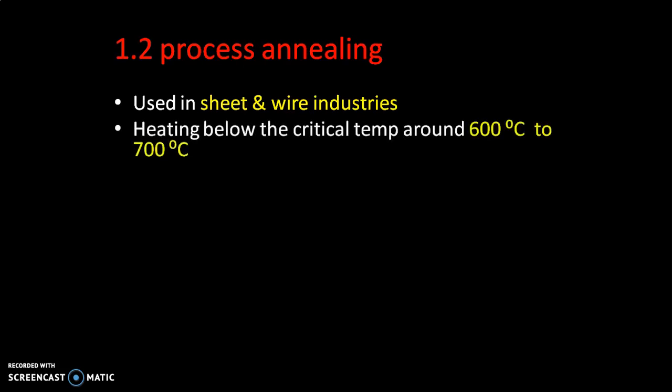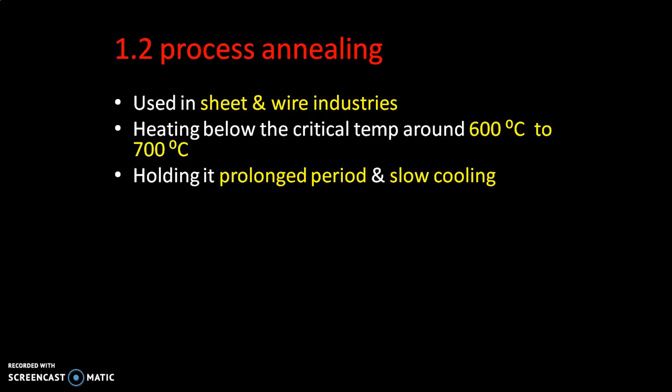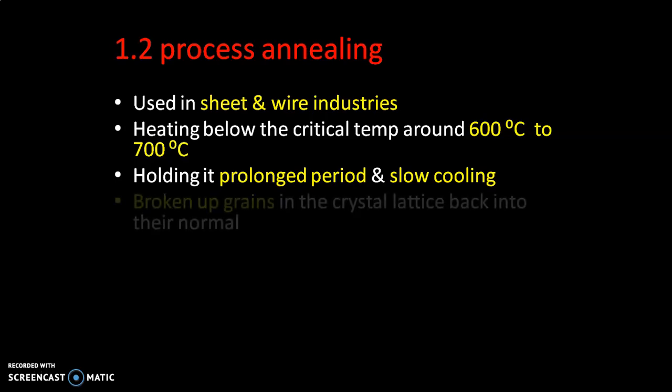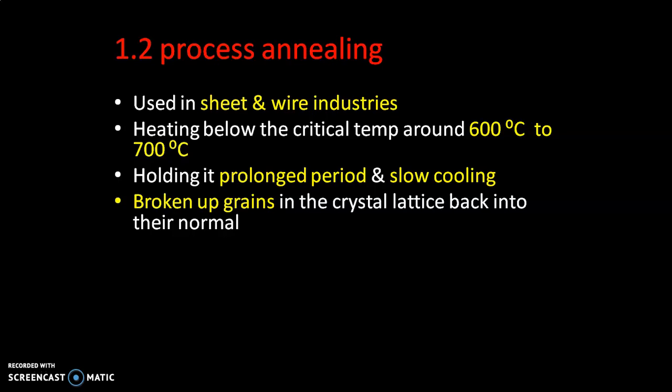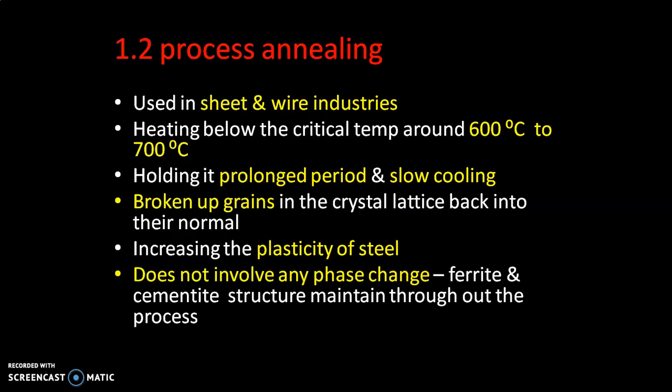Second one is process annealing. It is used in sheet and wire industries. The heating is below the critical temperature, around 600 degrees Celsius to 700 degrees Celsius. Holding for a prolonged period and slow cooling. Broken-up grains in the crystal lattice go back to their normal form. This is the process annealing process. It increases the plasticity of the steel. It does not involve any phase change. Ferrite and cementite structure is maintained throughout the process.